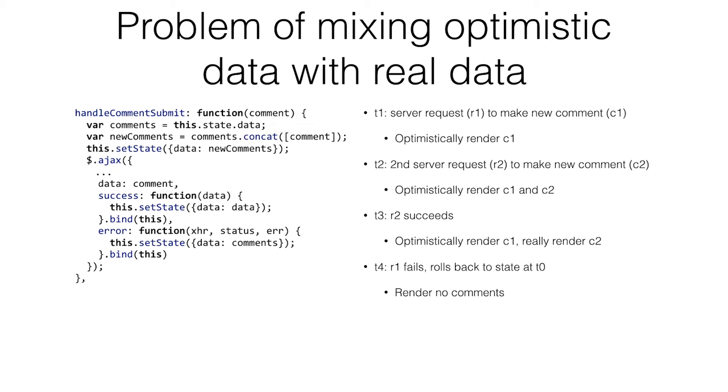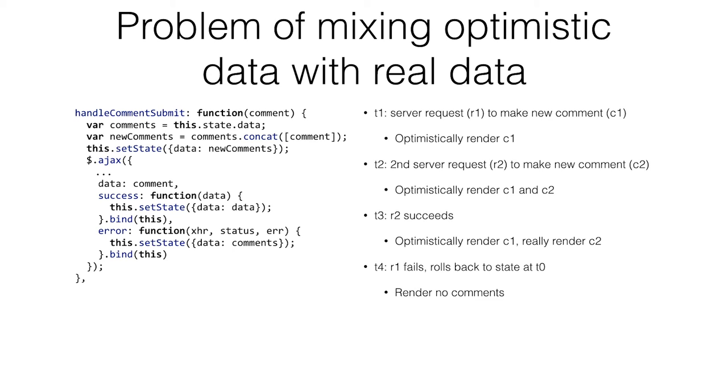Everything's going well. But instead of the first request coming back, the second request comes back early. So we optimistically render C1 again, and this time we really render C2. That one's actually the real comment. But then the first request fails. We call this.setState with data comments. It's back to no comments, because that's what we started with. And then we have a completely inconsistent state. Maybe the client sends another update and accidentally erases the comment. So this is not good.